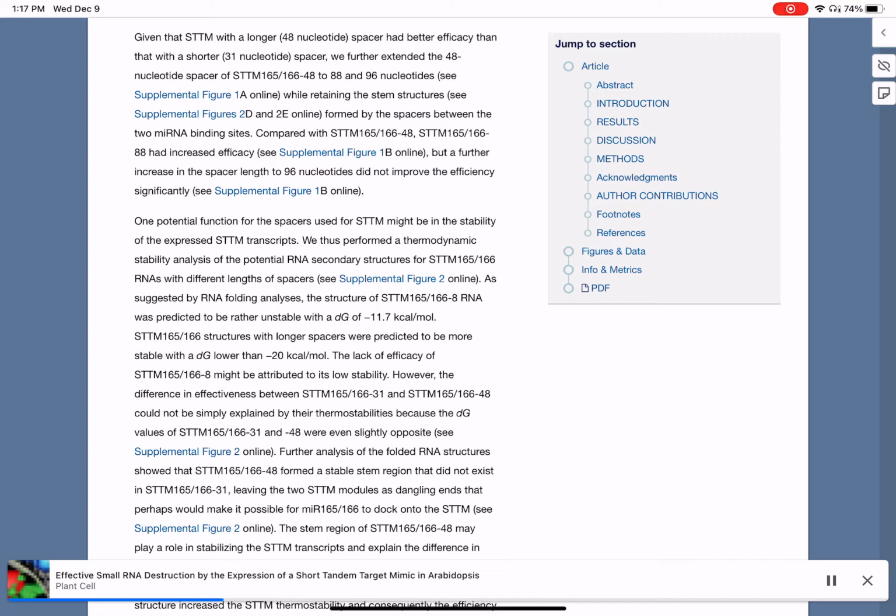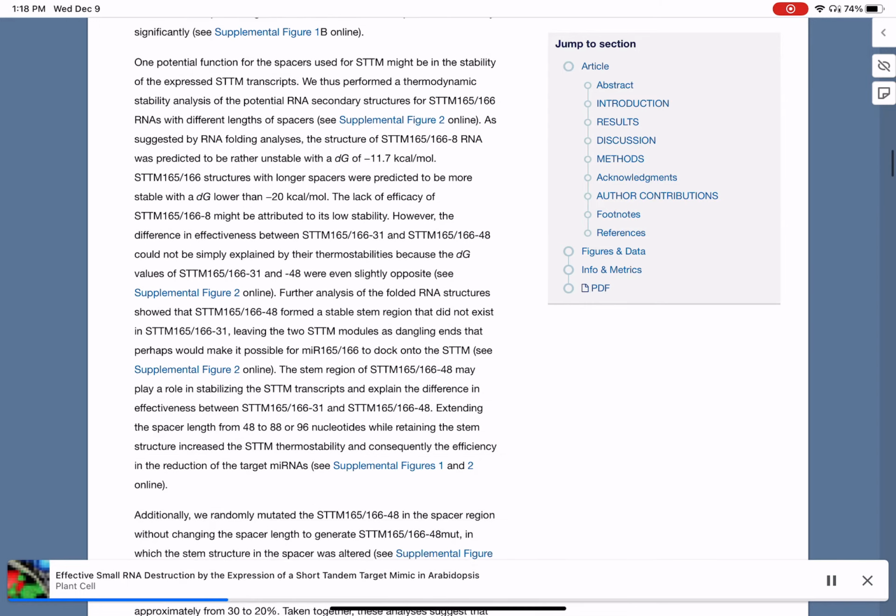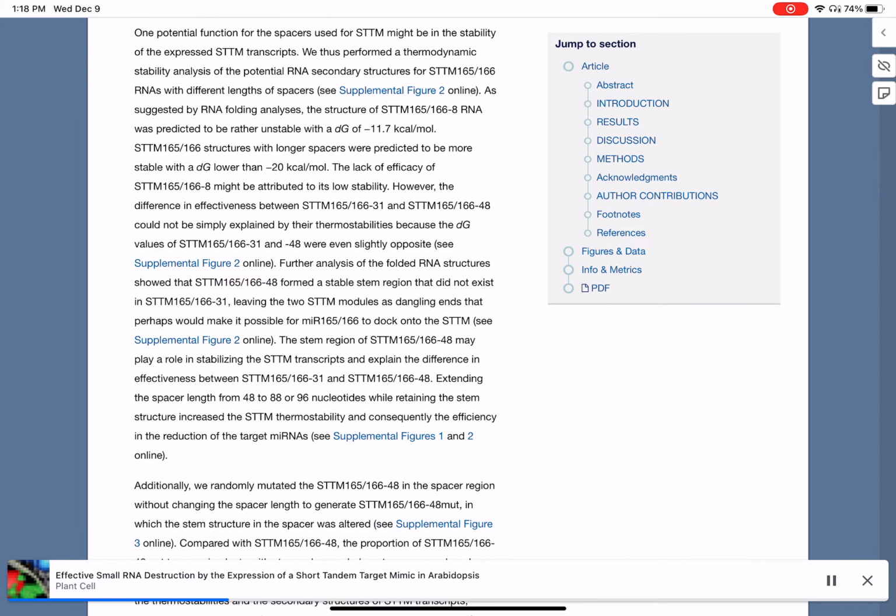One potential function for the spacers used for STTM might be in the stability of the expressed STTM transcripts. We thus performed a thermodynamic stability analysis of the potential RNA secondary structures for STTM165-166 RNAs with different lengths of spacers. See supplemental figure 2 online. As suggested by RNA folding analyses, the structure of STTM165-166-8 RNA was predicted to be rather unstable with a ΔG of -11.7 kilocalories per mole. STTM165-166 structures with longer spacers were predicted to be more stable with a ΔG lower than -20 kilocalories per mole.